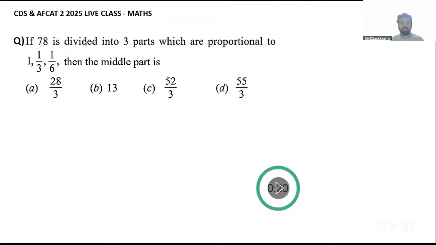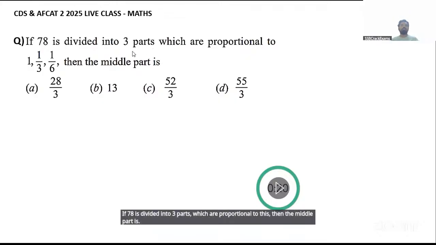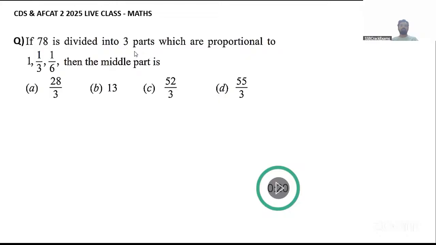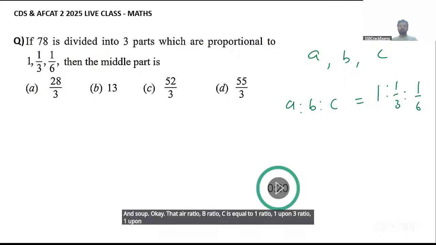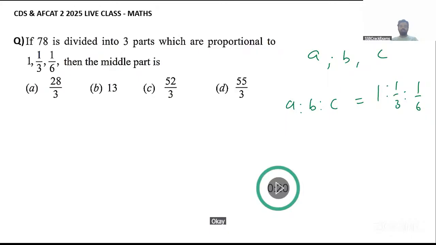If 78 is divided into 3 parts which are proportional to these, then the middle part is? You need to find the middle. This is a simple question of proportions only. Suppose we divided 78 into A, B, and C. Then A ratio B ratio C is equal to 1 ratio 1 upon 3 ratio 1 upon 6. This is what it is saying. We need to find the middle part. Middle part means B. We need to find B.